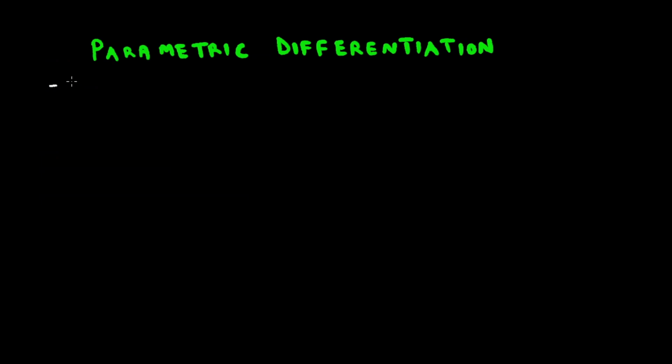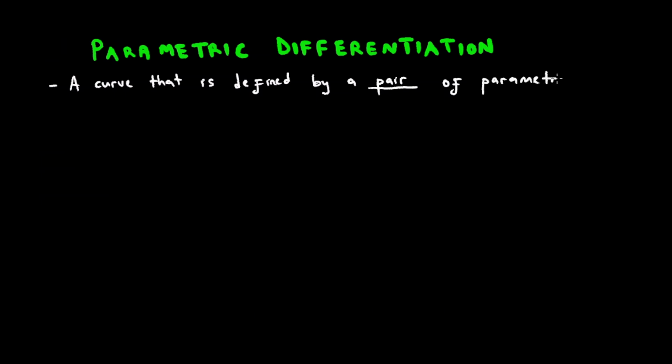So in this case we have a curve that is defined by a pair. In your notes I want you to underline pair. So it's defined by a pair of parametric equations. This is what we have, a curve defined by a pair of parametric equations.